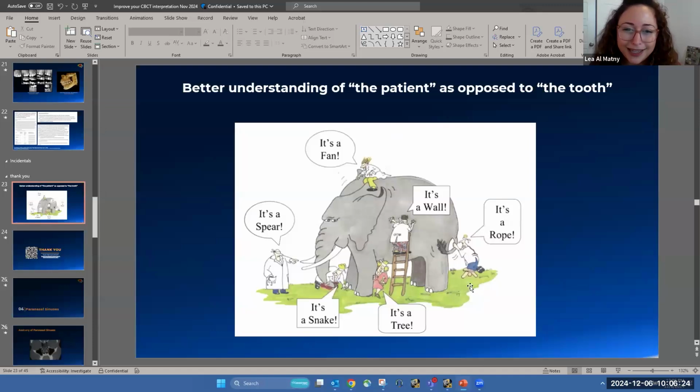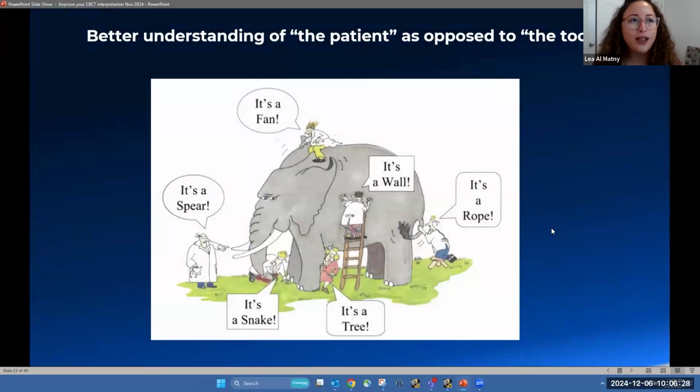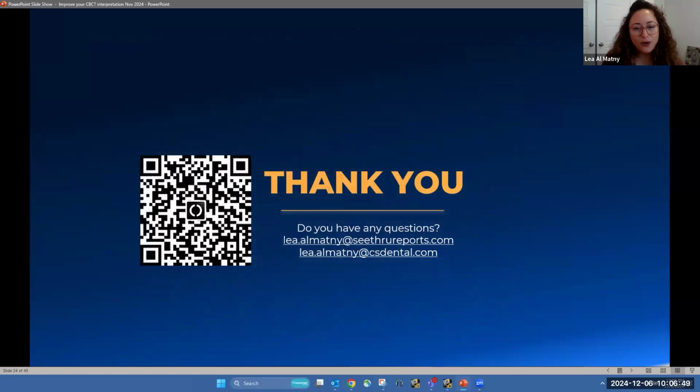And this is just my last conclusion, where I think this picture really represents how cone beam affects our perspective, where we are not just looking at the patient or at the case from our own point of view, but it helps us pause and look at it as a whole to diagnose and not just see what the treatment plan is.